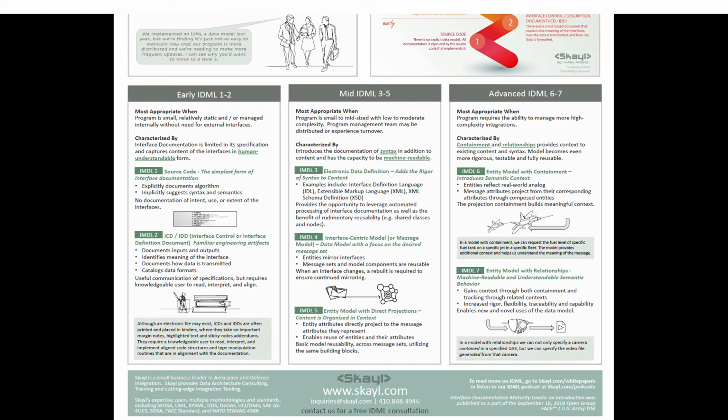Now, we start to get to an even greater level of maturity once that's required. These advanced maturity levels are most appropriate when programs require the ability to manage more high complexity integrations. And it's characterized by the addition of containment and other relationships which provide context to existing content and syntax. The models become more rigorous, testable, and fully reusable. It also begins to allow for the potential of automated integration. This is when we're talking about semantic architecture solutions.